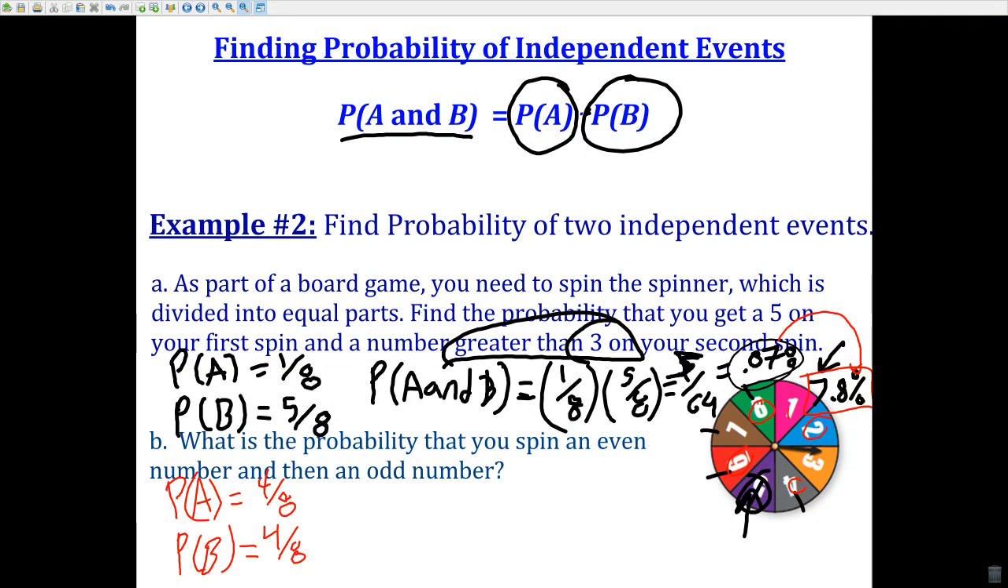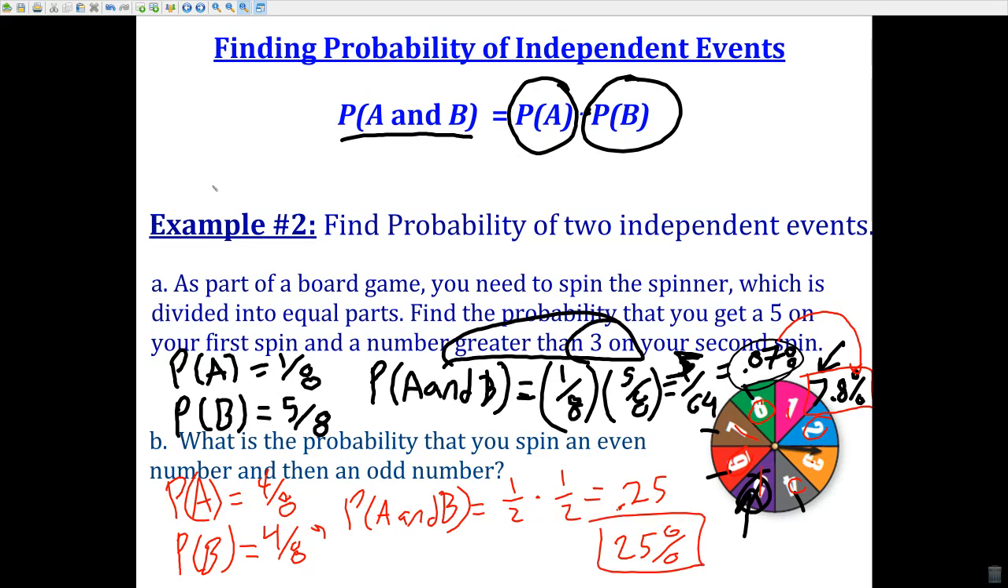How many odd numbers do we have? 1, 2, 3, 4, right? So it's 4/8 again for probability of B. All right, same thing. Probability of A and B equals. And notice these are both 1/2, so you can really just do 1/2 times 1/2. If you want to do 4/8 times 4/8, you'll just have to simplify it later. This will get you 0.25 either way you slice it, which is 25%. Cool. All right, moving on.